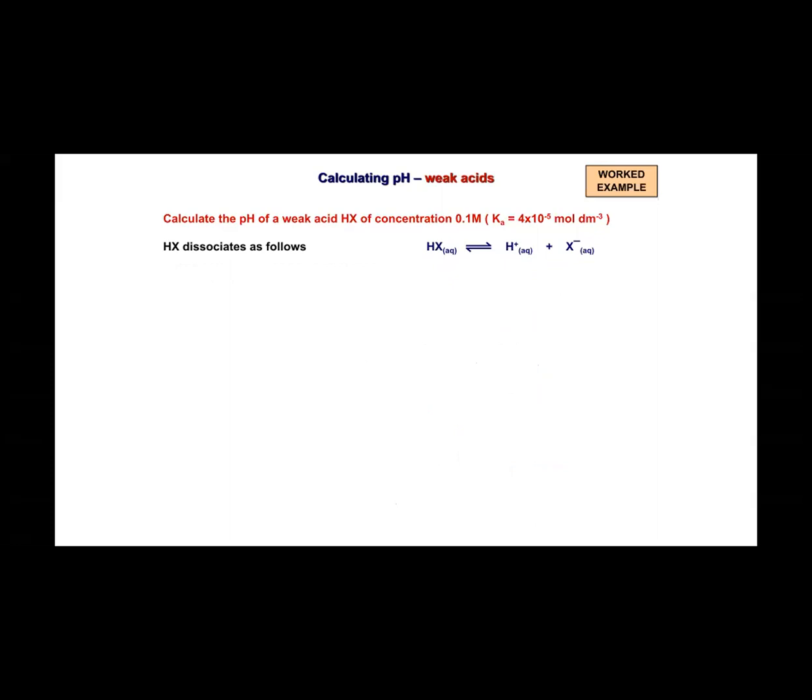So here, just take an example: calculating the pH of a weak acid. Calculate the pH of the weak acid HX of concentration 0.1 molar. Here the acid dissociation constant value is given, that is 4 into 10 to the power of minus 5 moles per dm cube, right? So here the weak acid HX dissociates as follows: HX dissociates into H plus and X minus. Don't get confused. HA is also okay, HX is also okay, no problem.